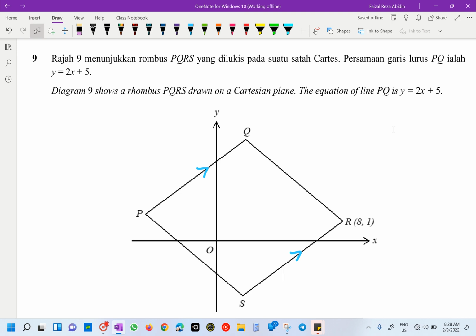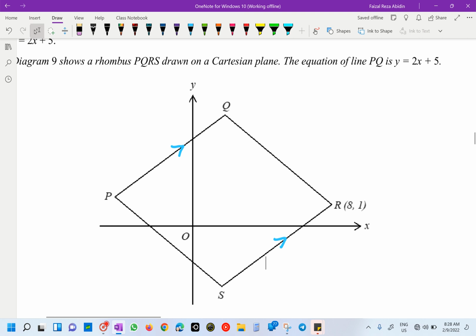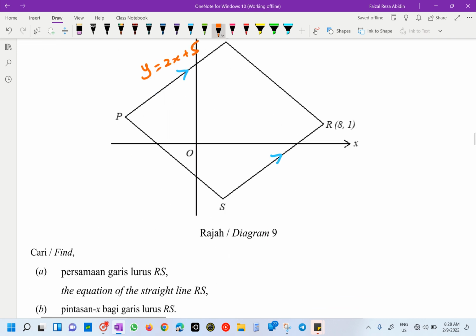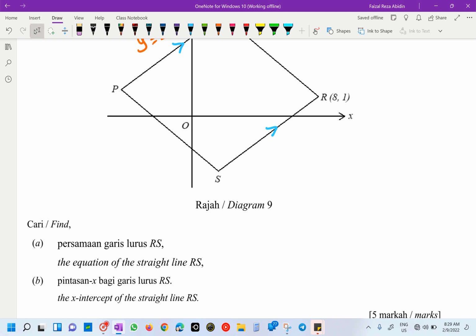Okay. So, where are we? The properties of rhombus. Okay. So, we have over here the equation of line PQ is y equals to 2x plus 5. Where is our PQ? Over here. Y equals to 2x plus 5. Okay. The question: find the equation of straight line RS. We have another one more. Okay. So, we are going to find the equation of straight line RS.